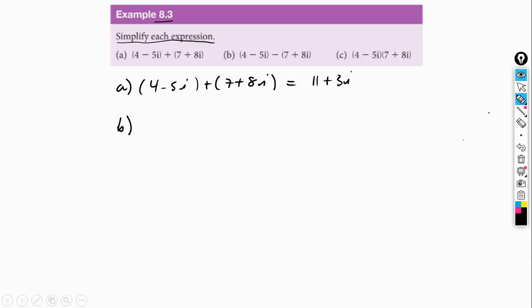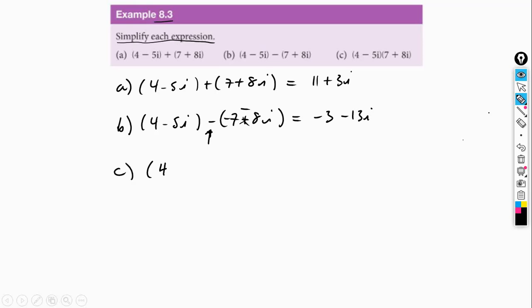For B, we have 4 minus 5i minus 7 plus 8i. So here we do the same thing, except that now this negative sign over here is going to change the signs of the numbers within the parenthesis. So this is going to be minus 7, and this is going to be minus 8i. In other words, we're going to get 4 minus 7, which is minus 3, and then minus 5 minus 8, which is minus 13i.